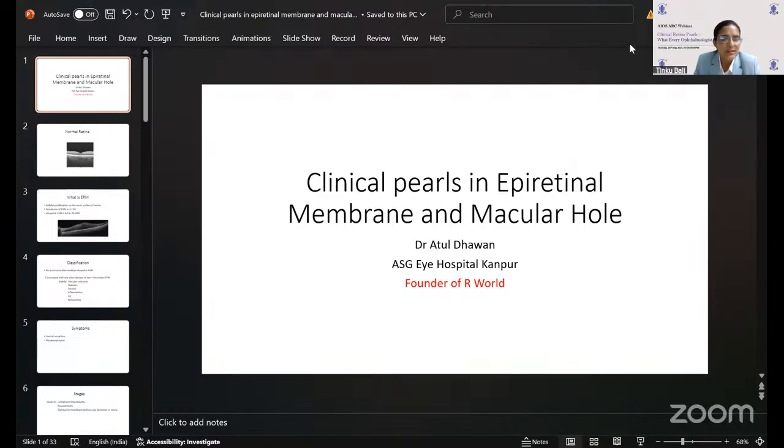So to the chairpersons, I would like to ask, what is your take on lamellar holes? What do you advise these patients? Should they go in for observation or surgery?